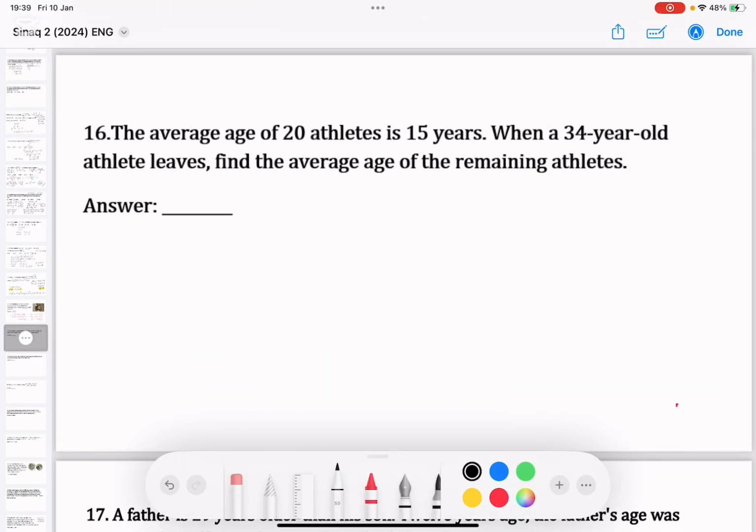Question number 16. The average age of 20 athletes is 15 years. When a 34-year-old athlete leaves, find the average age of the remaining athletes. Let's say the age of the first athlete is x1, the age of the second athlete is x2, the age of the third athlete is x3, and the age of the 20th athlete is x20.